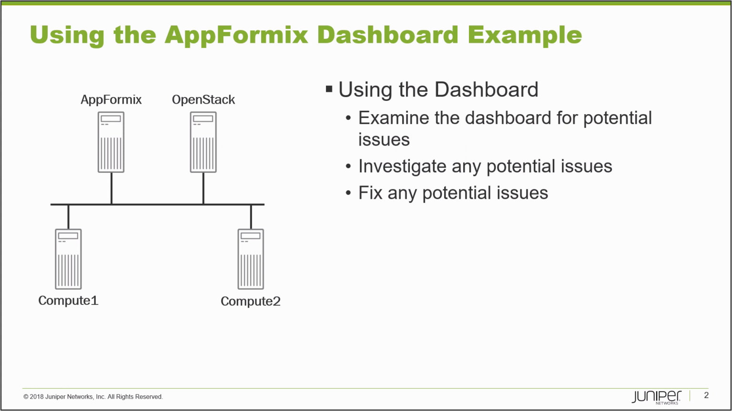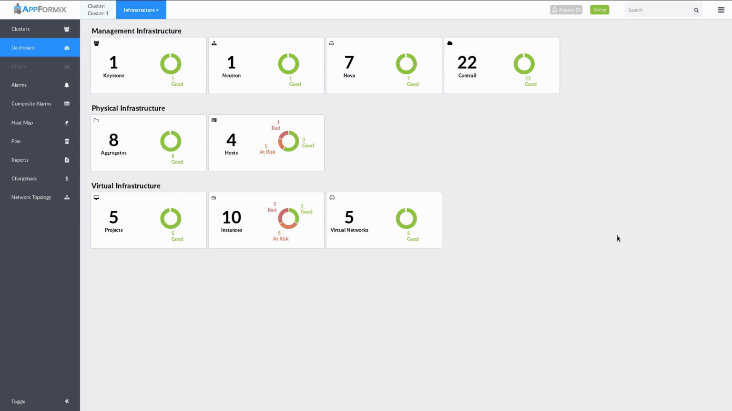Now we're going to use the dashboard in a way to troubleshoot issues. We're going to examine the dashboard for potential issues, and then we're going to investigate those potential issues and fix any potential issues that we find. Let's go ahead and jump to the AppFormix GUI and see what we can find. All right, here is the AppFormix dashboard. We are currently in the infrastructure view in the navigation bar, and we see a few different things. We see the management infrastructure, physical infrastructure, and virtual infrastructure sections.